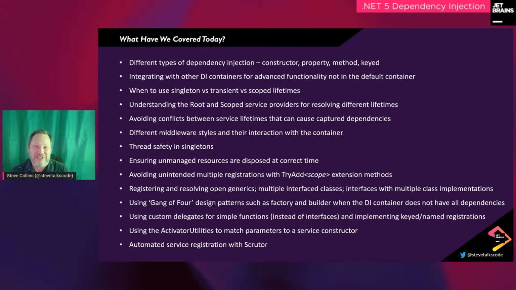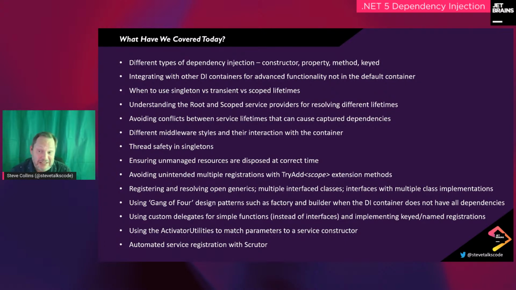We've gone beyond the basics of dependency injection in .NET Core and .NET 5. I think for me, the highlights from this talk are things like understanding the different types of injection when you may want to integrate with other containers, how the service lifetimes work with each other and avoiding captured dependencies. We've looked at different ways of writing middleware and how it determines how they work with the container. In the gotchas section, we talked about deliberate multiple registrations and how to avoid accidentally registering services multiple times.